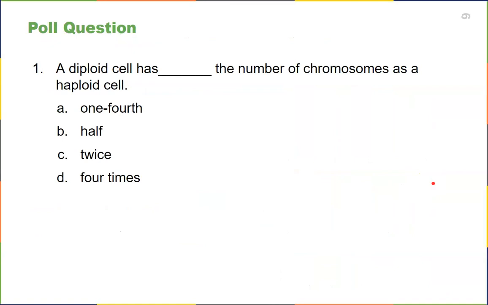Okay, poll question. A diploid cell has blank the number of chromosomes as a haploid cell. So let's think about our vocabulary. A diploid cell has, what, twice, letter C, the number of chromosomes as a haploid cell. So diploid, we can write it as 2N, and then haploid is just N.